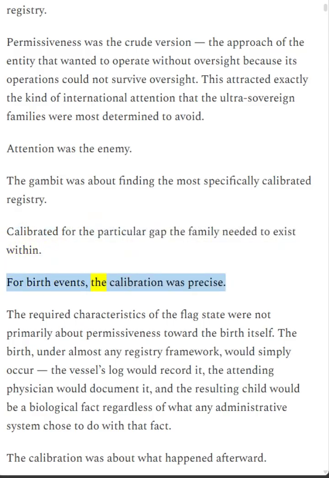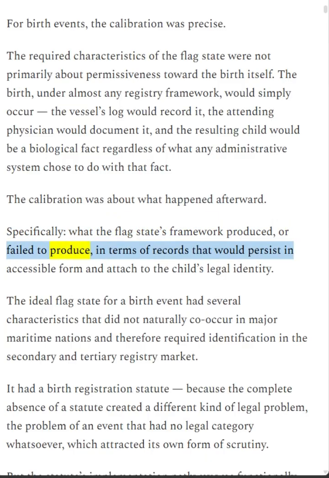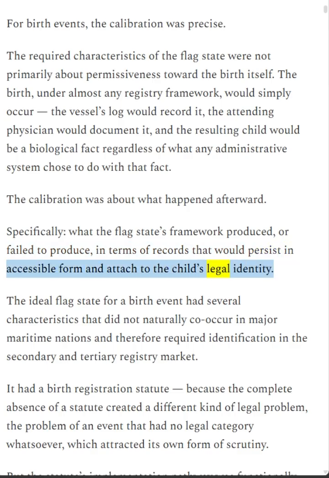For birth events, the calibration was precise. The required characteristics of the flag state were not primarily about permissiveness toward the birth itself. The birth, under almost any registry framework, would simply occur. The vessel's log would record it, the attending physician would document it, and the resulting child would be a biological fact regardless of what any administrative system chose to do with that fact. The calibration was about what happened afterward. Specifically, what the flag state's framework produced or failed to produce, in terms of records that would persist in accessible form and attach to the child's legal identity.